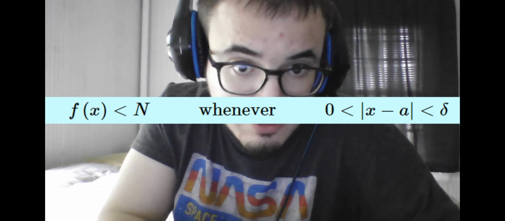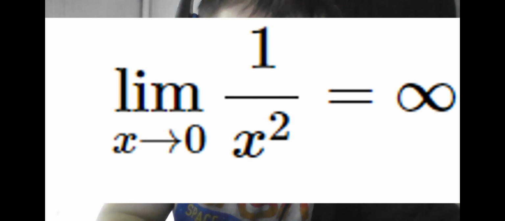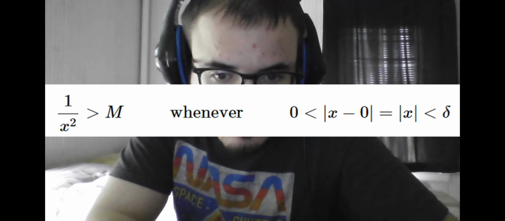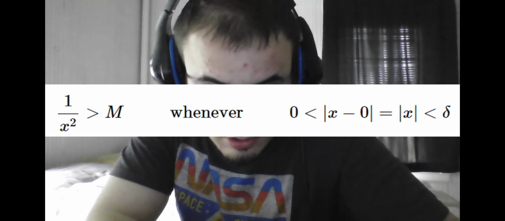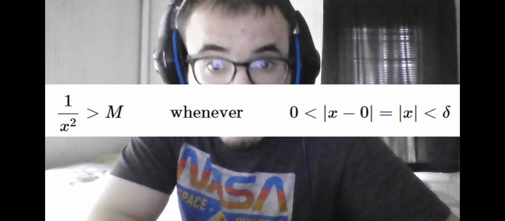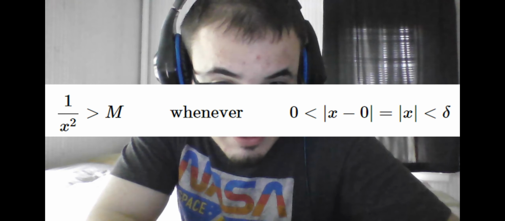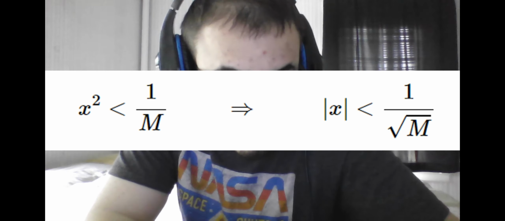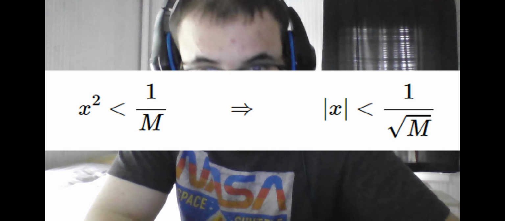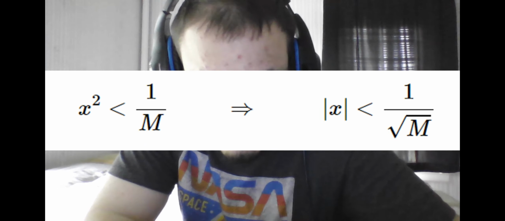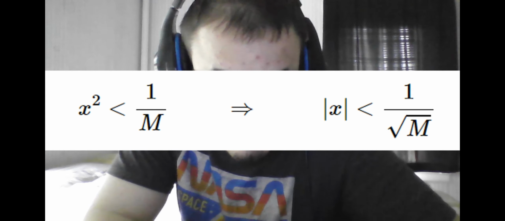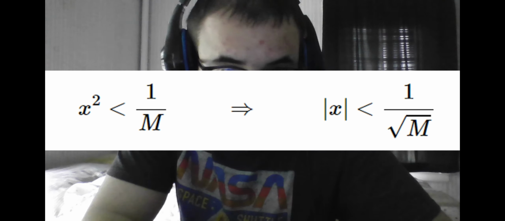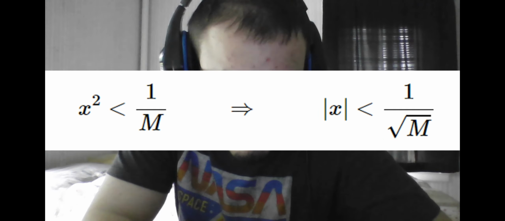An example of a specific function is the limit as x approaches 0 of 1 over x squared equals infinity. We see that 1 over x squared must be greater than any arbitrary value m whenever the absolute value of x minus delta is in between 0 and delta. We can actually solve for x in terms of the m value by first noticing 1 over x squared is greater than m. x squared must be less than 1 over m by algebraic rearranging. So the absolute value of x must be less than 1 over the square root of m. So in conclusion, it looks like delta is 1 over the square root of m.